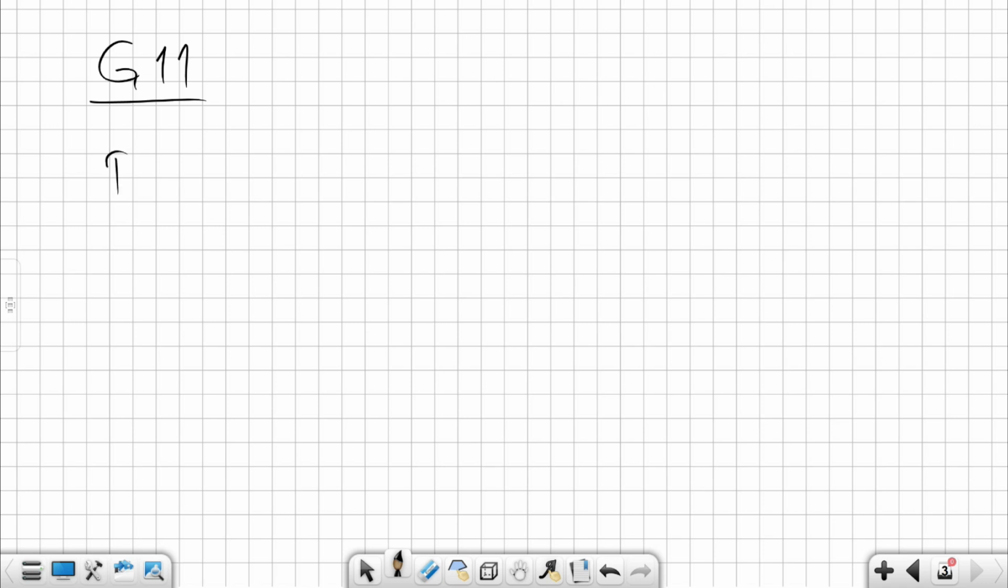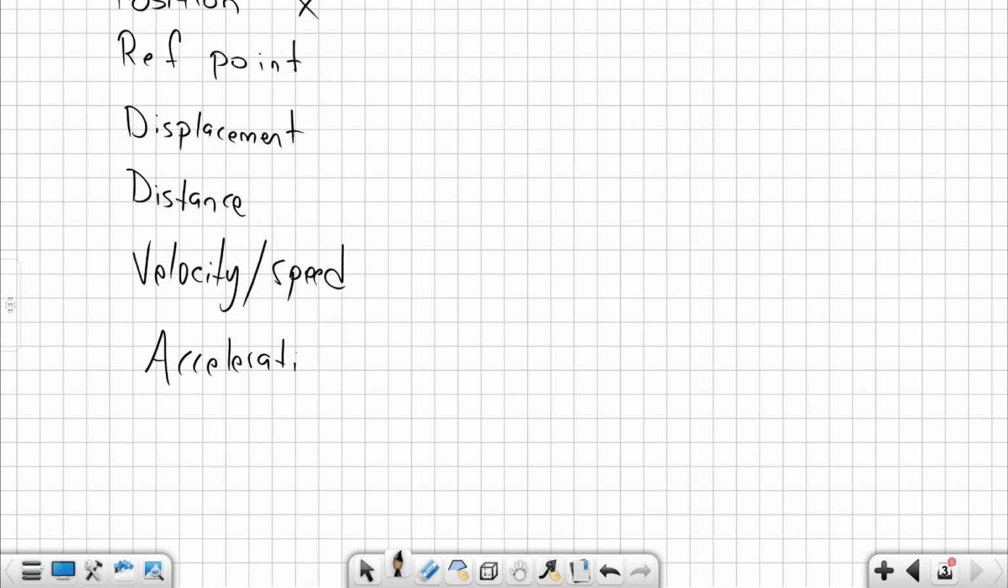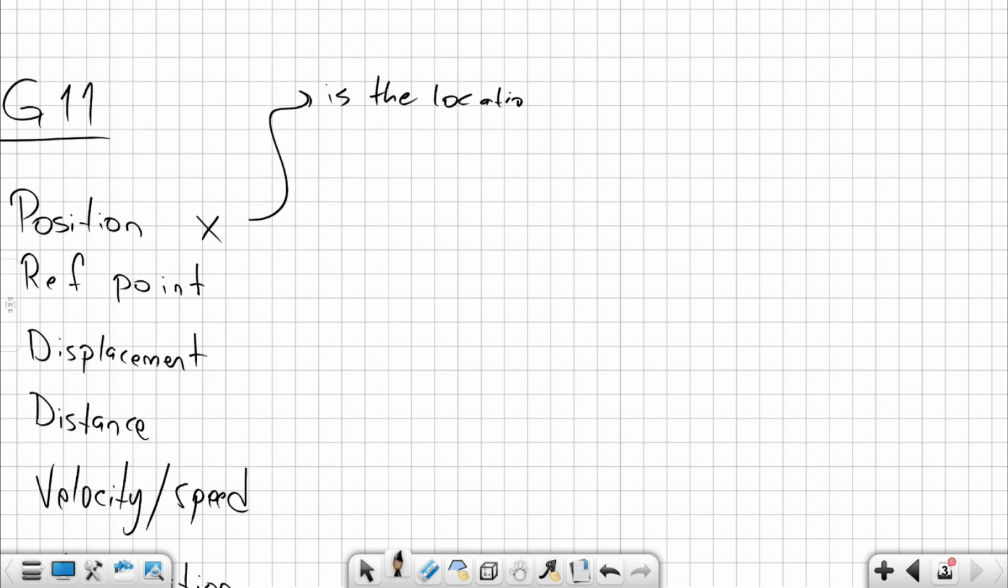The first quantity that you have studied in grade 11 was position, which is the location of an object with respect to a reference point. After that, you have studied displacement and distance. After that, you have studied velocity and speed. After that, you have studied acceleration. Position is the location of an object with respect to a reference point. So you need to have a reference point to start the measurement.